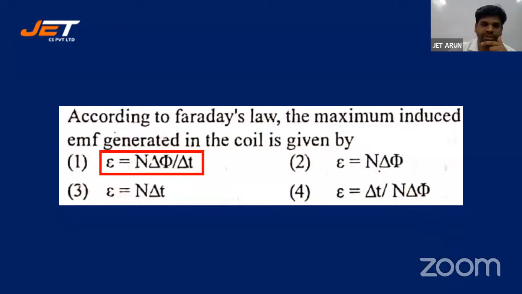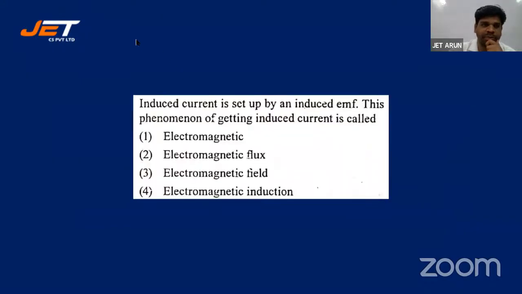All right. Let's go for the next one. Please correct yourself, students. It's very important. Don't take it easy. Induced current is set up by an induced EMF. This phenomenon of getting induced current is called electromagnetic, electromagnetic flux, electromagnetic field, electromagnetic induction. First one doesn't make sense at all.